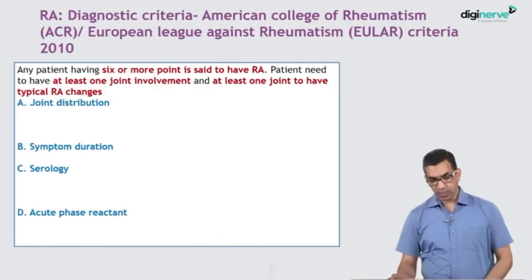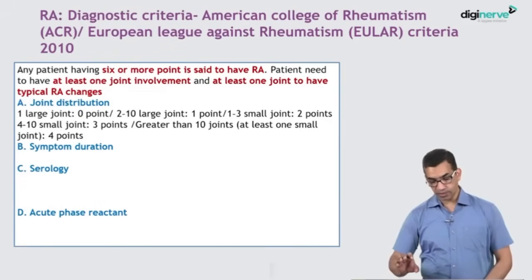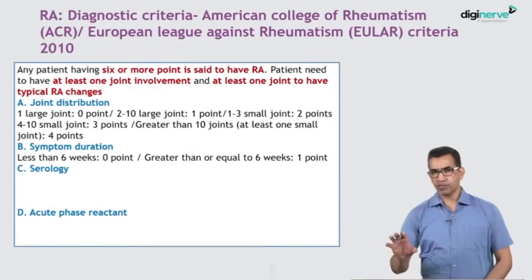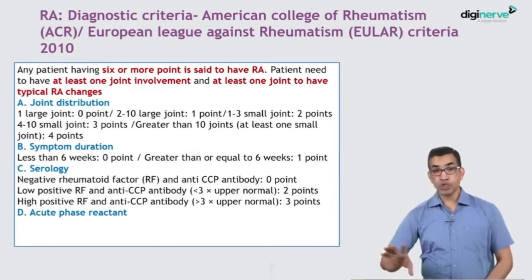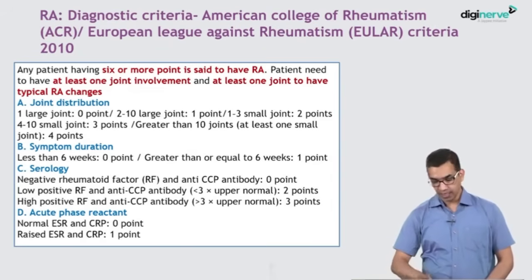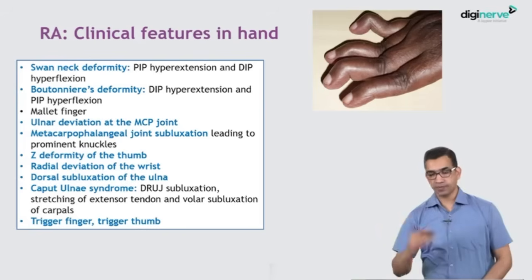EULAR criteria are also there, which involve the joint distribution, symptom duration, serology, and acute phase reactant. No one asks you in the viva, nor can you write it in the exam because it's a bit detailed, but remember there is a EULAR criteria for rheumatoid arthritis. Take your time, go through this slide, you realize that there are 4 features: joint, symptoms, serology, and acute phase reactant. Each are given points.